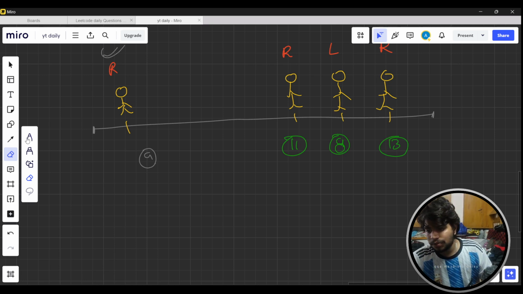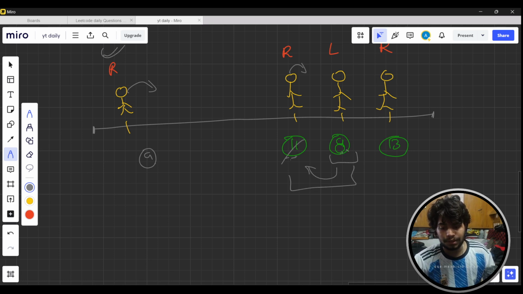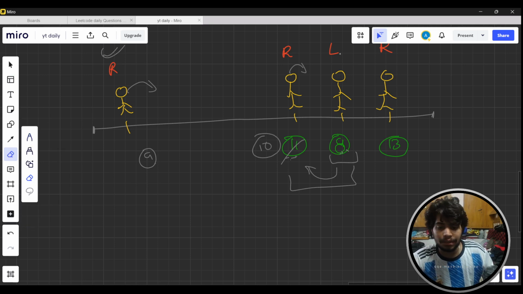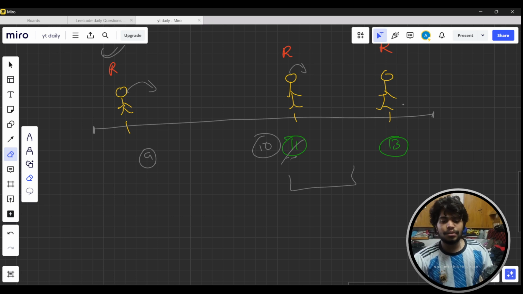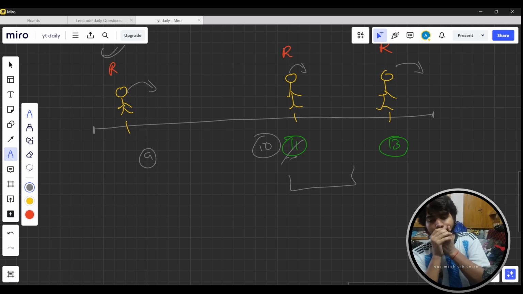This robot is also moving in right direction. Then I have this robot which is moving in left direction. There will be a collision between two robots, and this will win. So the health will be reduced by 1, and this robot will get killed. And this is also moving in right direction. Okay, then I can just return the health array.